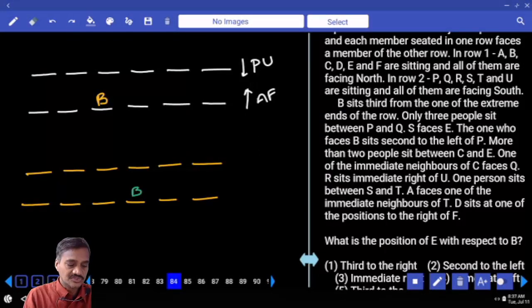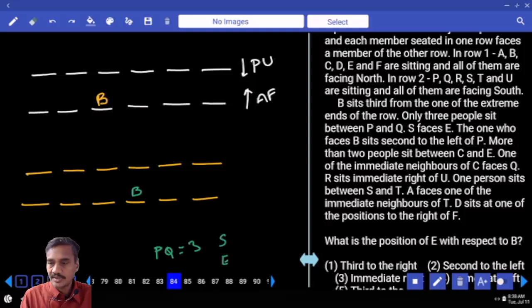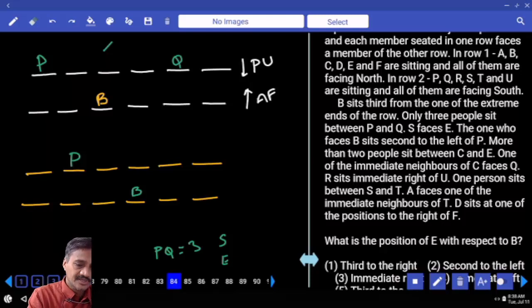Now B is here. Only 3 persons are between P and Q. In between P and Q, how many are there? Exactly 3. And next one, S faces P. Now S and E are opposite to each other. And the one who faces B sits second to the left of P. The one who is facing B, that person is seated second to the left of P, so P must be here. Now P is here, there are 3 persons in between P and Q, Q is here. And here again 3 persons between P and Q, Q is here. Now we are done with this information.